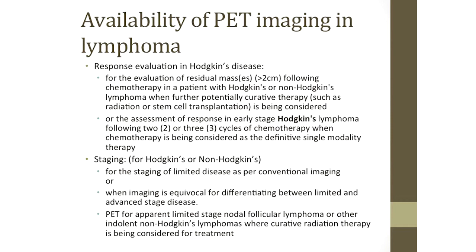It's also useful in patients with early stage Hodgkin's disease who may be candidates for radiation therapy. We're often wondering, can we omit the radiation? And now we're getting into a standard of care where if we see the PET scan negative after chemotherapy for early stage Hodgkin's disease, we sometimes feel it's comfortable to omit the radiation in certain situations.